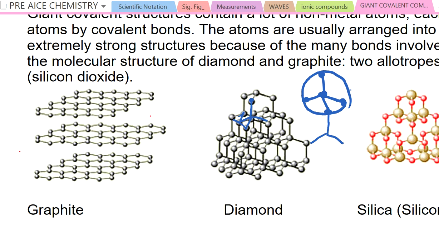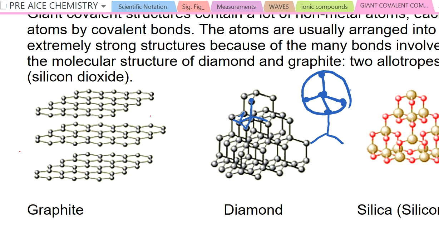And they are at a certain distance all together, so they form what we call a crystal. And that crystal is super, super hard. Why is that? Because each carbon is attached by 4 covalent bonds to a different atom.